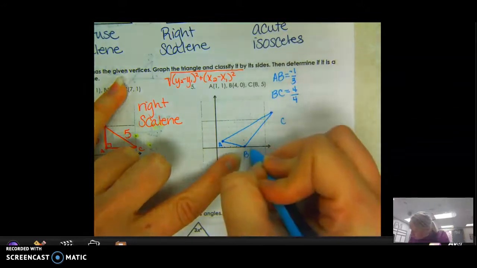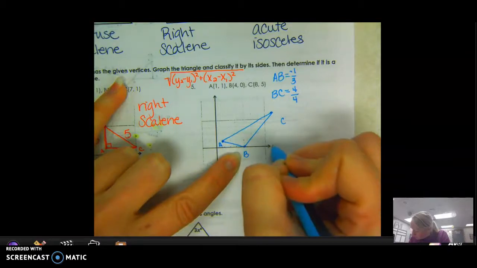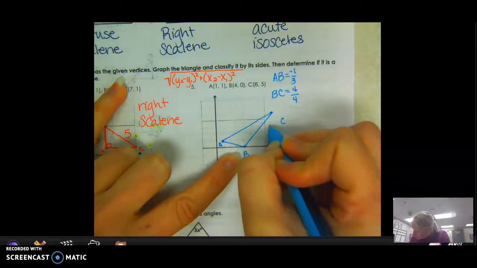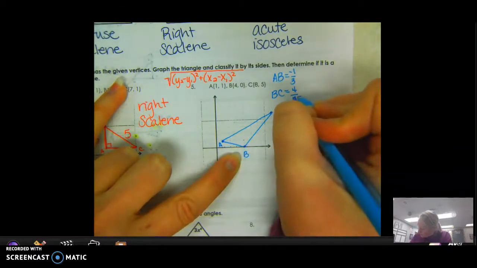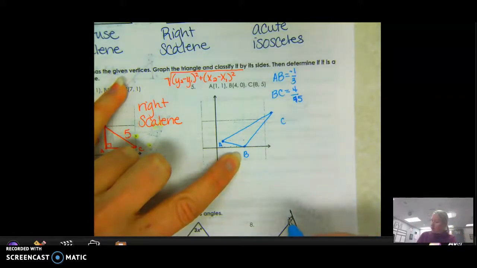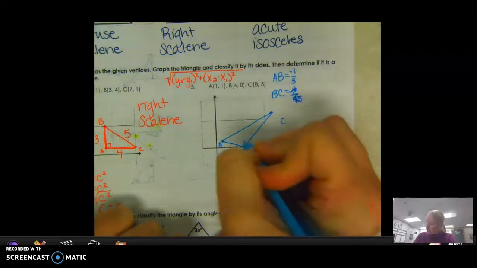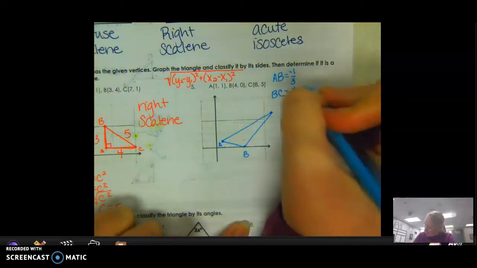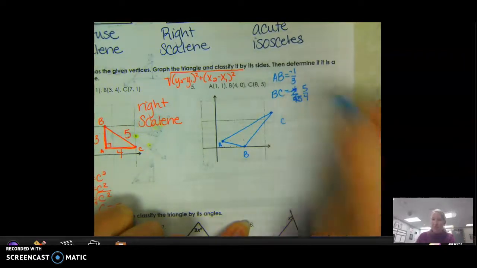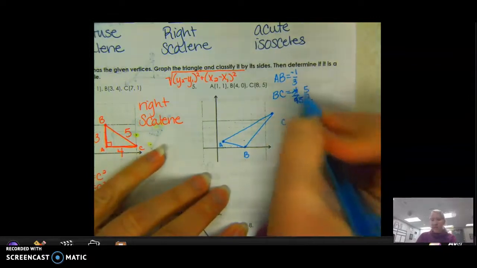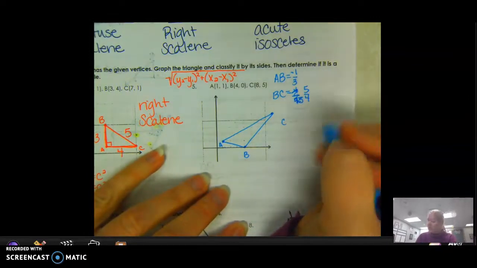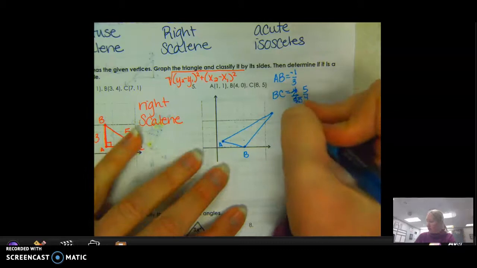Is that right? 1, 2, 3, 4. Oh, 5. Sorry. Let me try this again. I rise 1, 2, 3, 4, 5. And I run 4. Sorry about that, guys. These two are not opposite reciprocals. So this is not a right triangle. So not right.